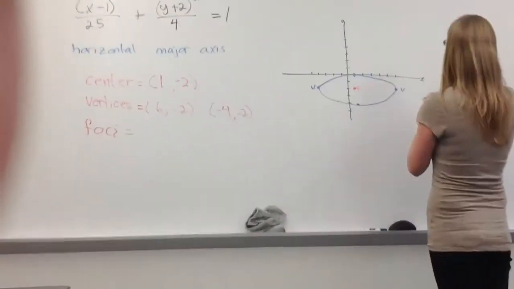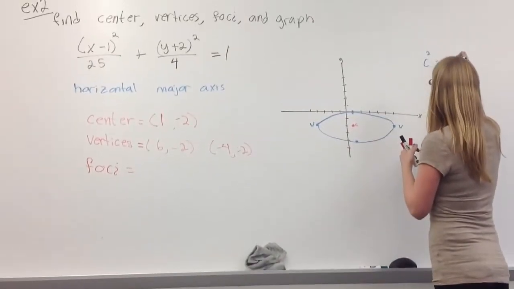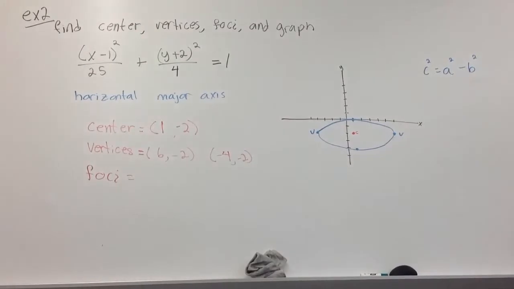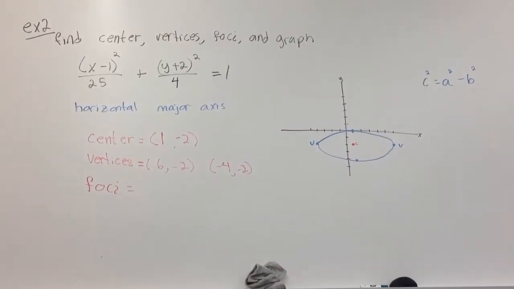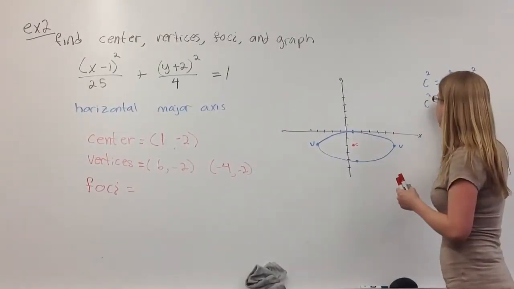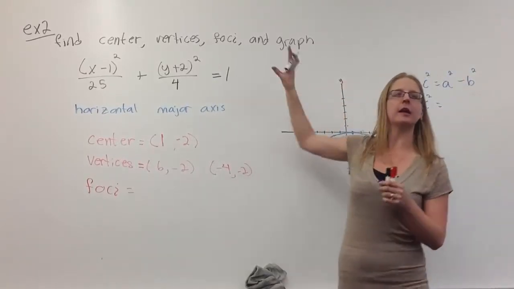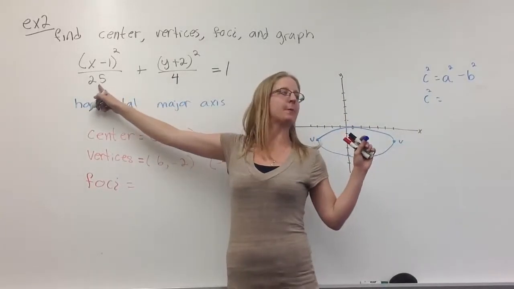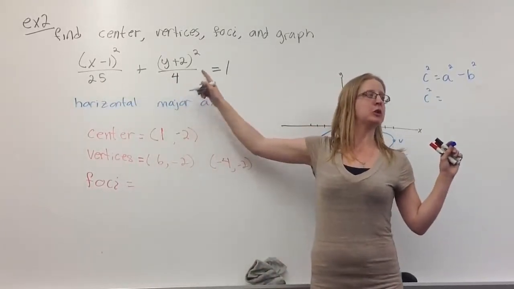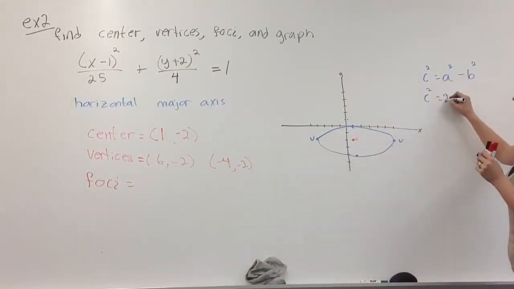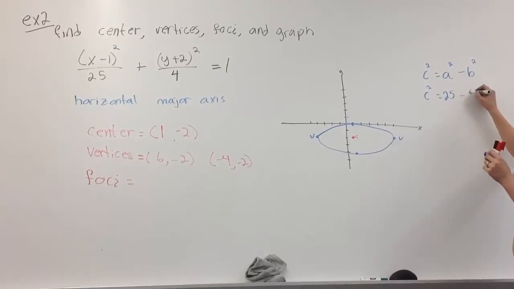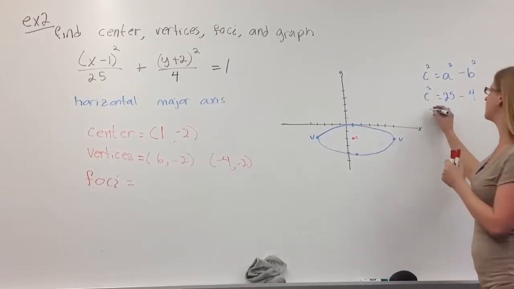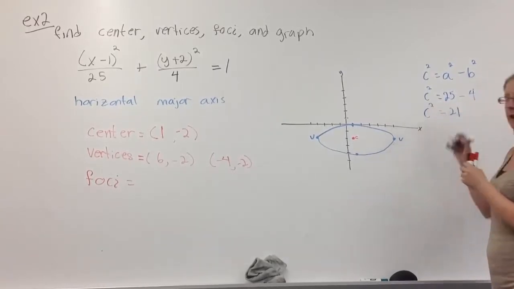All right, so here's the formula. c squared equals a squared minus b squared. Yes, it really is a minus for the ellipse. Don't get it confused with the other formulas. Okay, so c squared equals, what is my a value in this problem? 5, right? a was the bigger one, so b would be 2, which means a squared is 25 and b squared is 4, right? Does that make sense? So then that means that my c squared is 21, right?